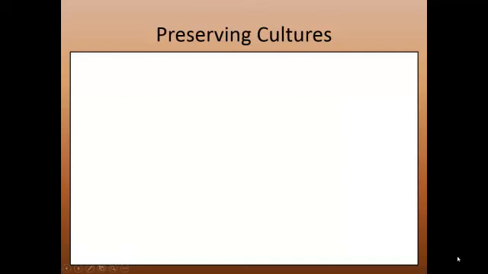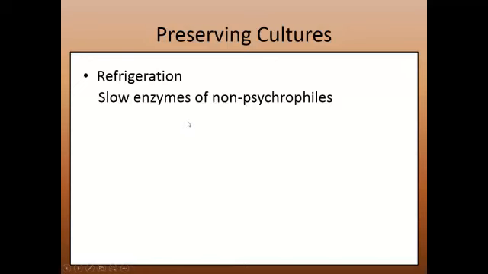Now that we've gotten our pure cultures, we want to preserve them. You don't want to have to go through all of that again and again. Refrigeration is the first method of preserving cultures. Refrigeration slows down the enzymes of non-psychrophiles. So if you slow down the enzymes, you have slowed down metabolism, you've slowed down the growth, but you haven't killed them. Refrigeration doesn't kill microbes.